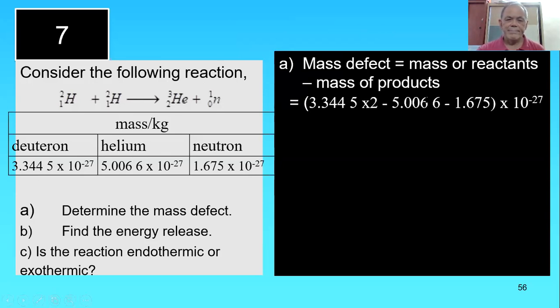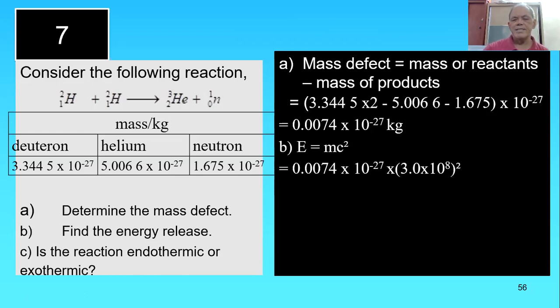That one. I take 10 to the power minus 27 out. And then this is for your neutron. Get this value. Right? Don't round off. Keep the number of decimal places. Then use your E equals mc squared. That's your basic calculation. That's your mass, that's about 10 to the minus 27, and the speed of light. For that, is the reaction endothermic or exothermic? You can see energy is released, positive. Exothermic.